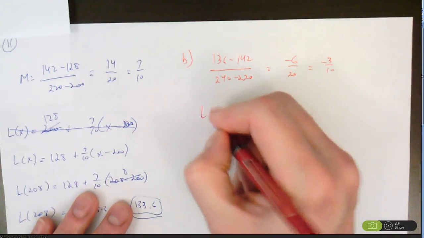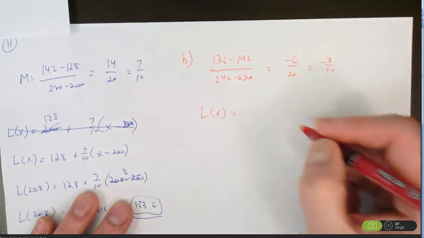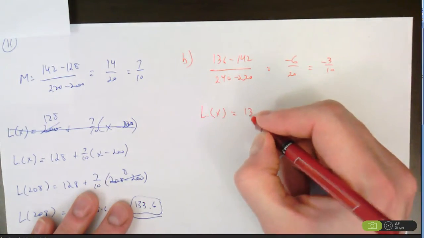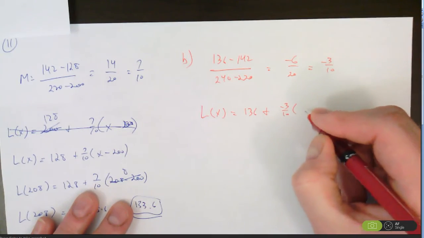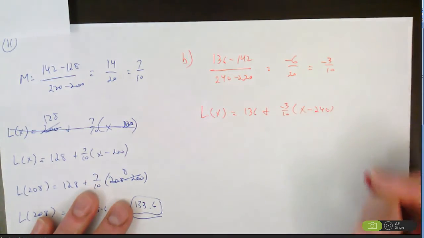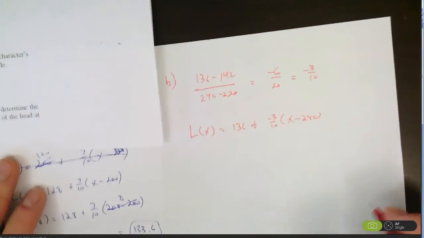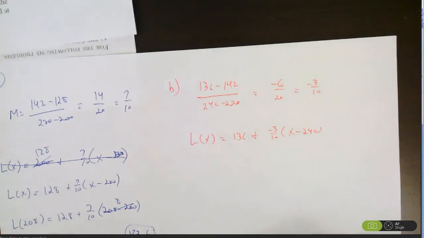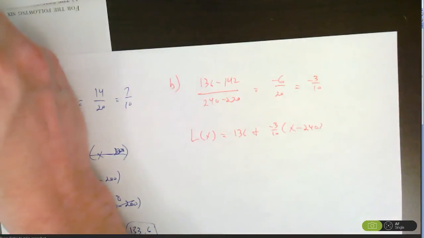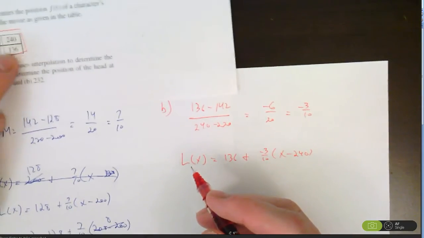Okay. Now just pick an x and y value. So let's do 136 plus negative 3/10 times (x minus 240). I chose to use this point here. And then plug in 232 because that's what I'm trying to figure out.